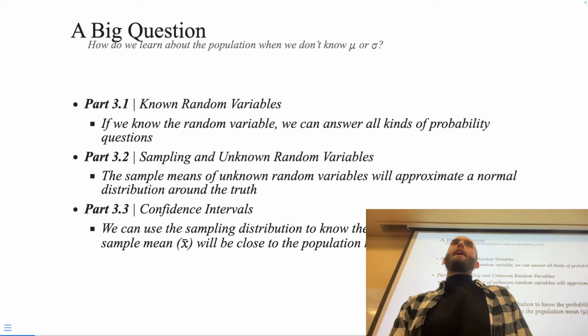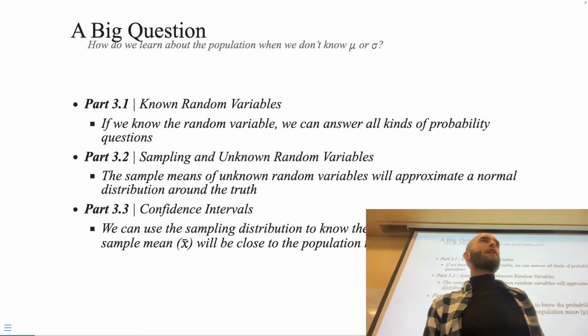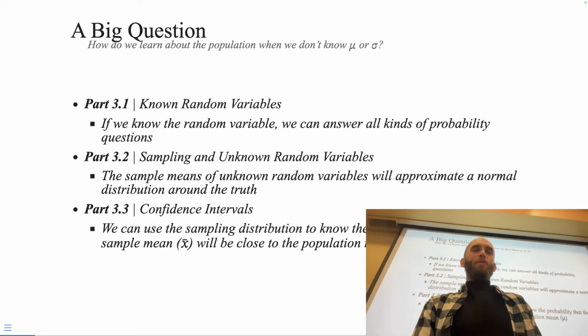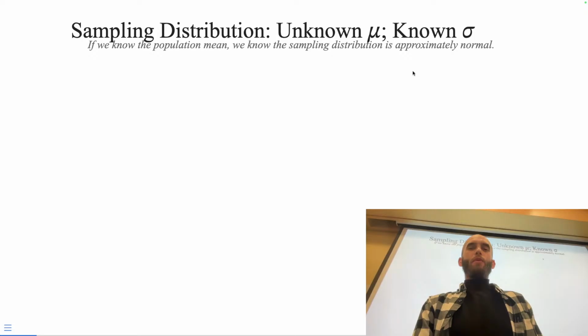And then by the end of class, I'm hoping we will, if we move quickly enough, if I talk fast enough, we'll get through this with plenty of time. How do we test for the truth if we don't know mu or sigma?